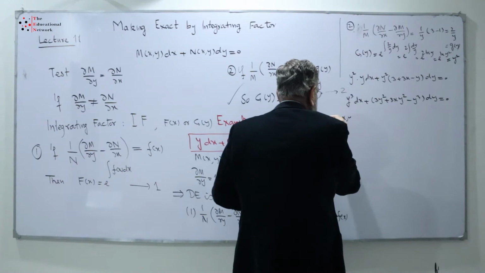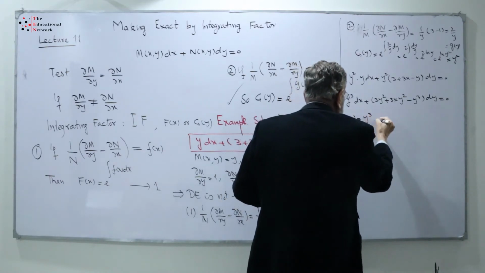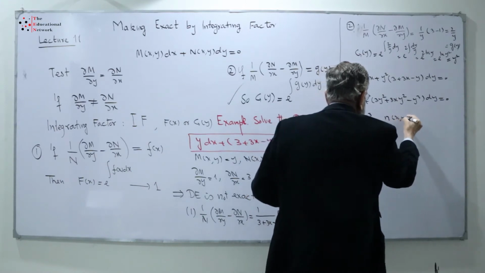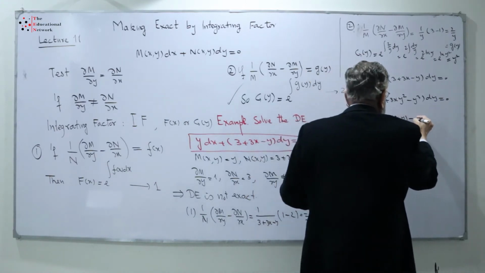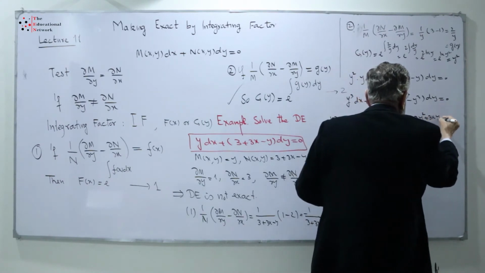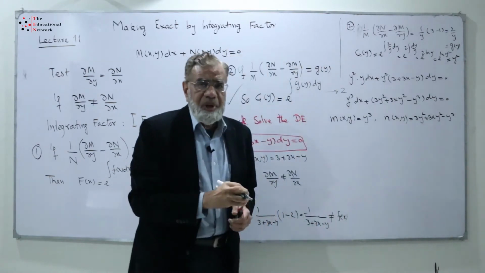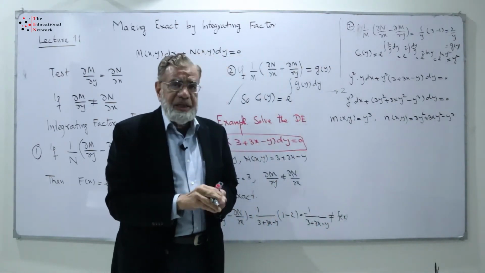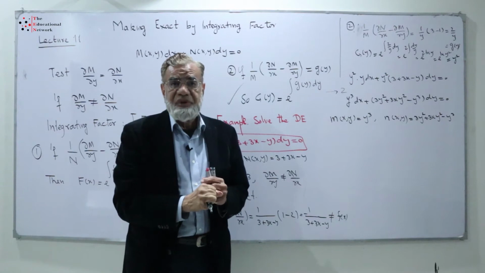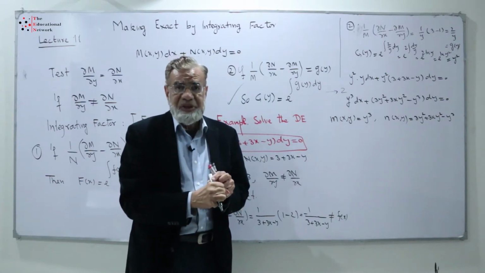So I take my new M(x,y) is equal to y cube, and my new N(x,y) for the new equation is equal to 3y square plus 3xy square minus y cube. So these are my modified forms of M and N. Now I check, can we find here our test for the exactness? If this is exact, then we can solve by the method of exact differential equation.